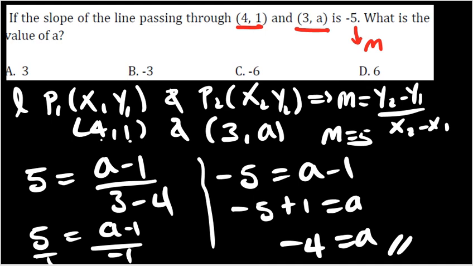the slope is negative 5, it's not 5, so let's correct it. The slope is negative 5, this one. So this was negative. When you multiply, this is going to be positive. So when you add it, it's going to be positive 6. So the answer is found in D. Very good. Let's continue to the next question.